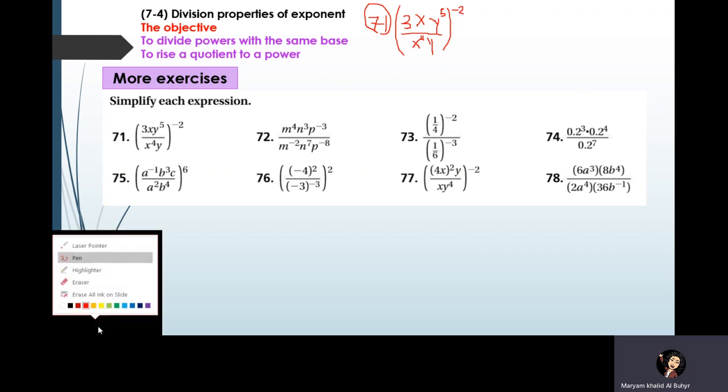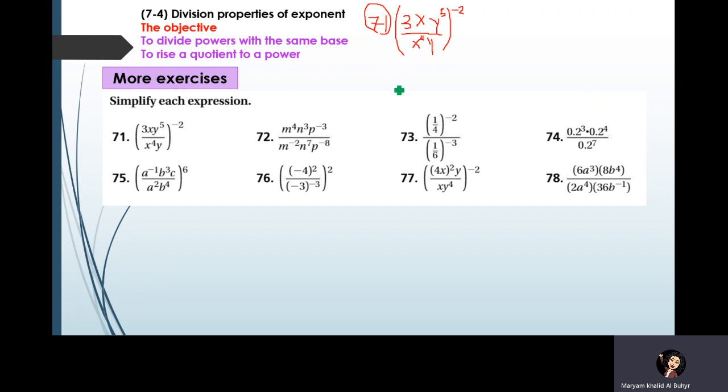Here, I can do it two ways. I can do a very smart way, which means simplify what I have inside, then distribute your power. That is much easier than flipping these and then doing the rest of the calculation. So this will be 3. x and x are the same base, but with division between them, just subtract their powers. So 1 minus 4 is negative 3, so x to the power negative 3. Y to the power 5 minus 1 is y to the power 4.